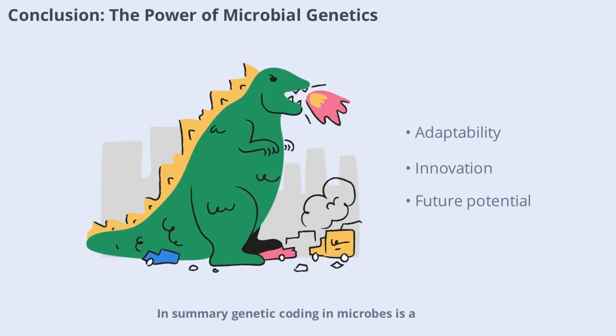Summary: genetic coding in microbes is a cornerstone of life's adaptability and innovation. From basic survival to cutting-edge biotechnology, microbes use their genetic code to shape the world around us. By studying and harnessing microbial genetics, we unlock new solutions for health, industry, and the environment. The story of microbial genetics is far from over, and its potential continues to inspire scientific discovery.